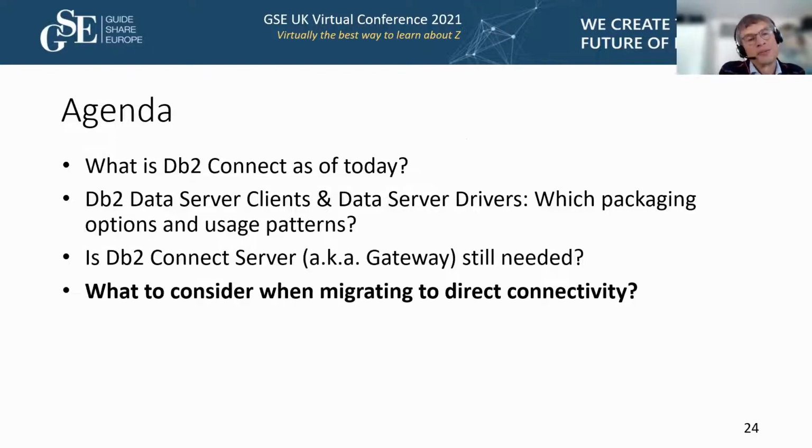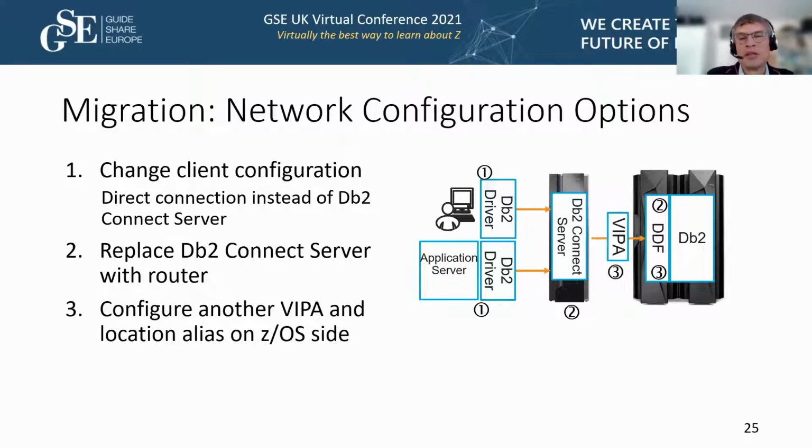So the last section: when we still have the DB2 Connect server and we want to migrate, what is to be considered in this migration process? First of all, of course, you need to change your network configuration or your client configuration. There are mainly three options. The first one would be to go to your clients, go into, be it the DB2 catalog on the client side or the db2dsdriver.cfg configuration files, and create new entries for the direct connectivity to DB2 for z/OS, or change the existing data source entries. The second one could be to leave the client configuration unchanged and replace DB2 Connect server with a router. That might be some kind of interim solution.